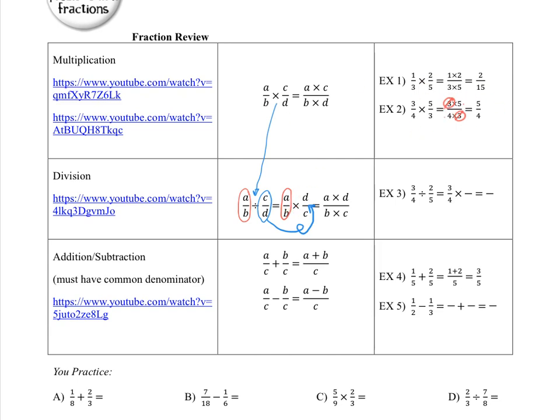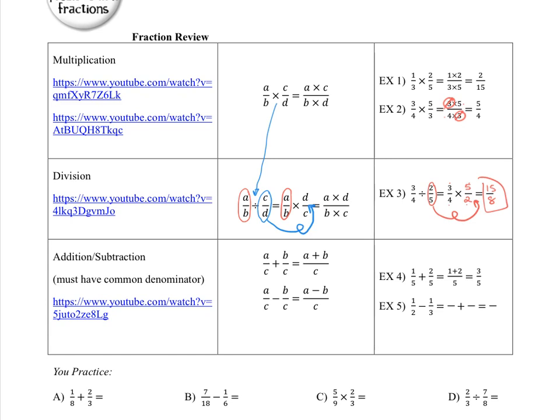So in the example over here, we will take 2/5 and reciprocate it to 5 over 2, and we can multiply straight across the top. 3 times 5 is 15, 4 times 2 is 8. So there's the answer for that one.